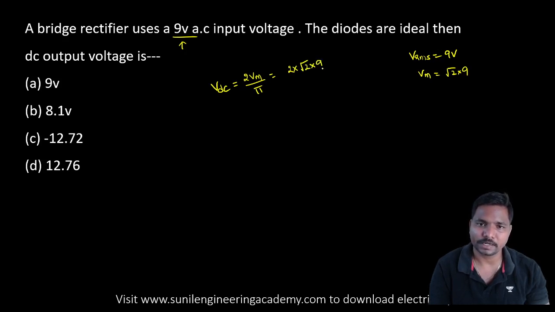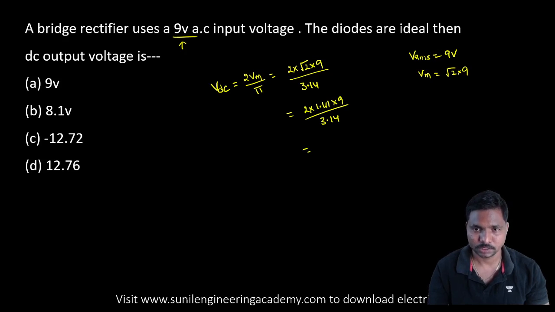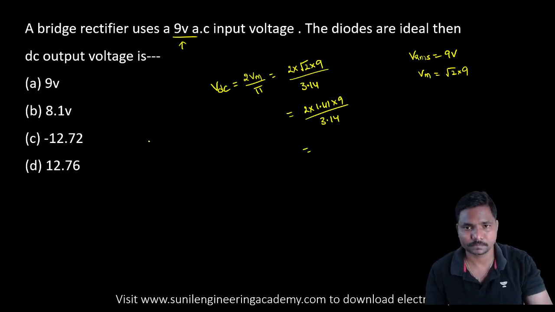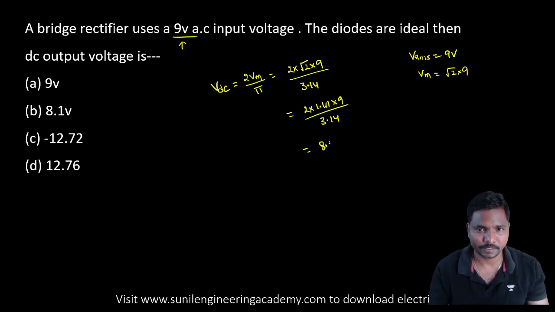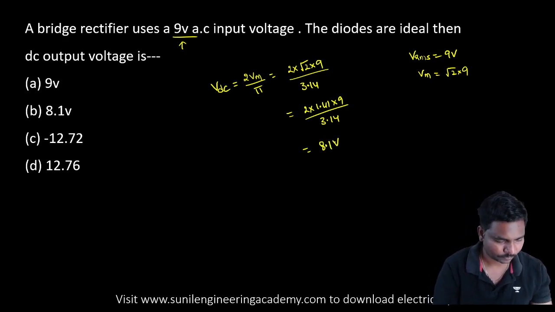That is nothing but divided by 3.14. So the approximate value is 2 into 1.414 into 9 by 3.14, that is 18 over 3.14. Then what is the value? Come on, try to calculate. Approximately 8.1 volts you will get.